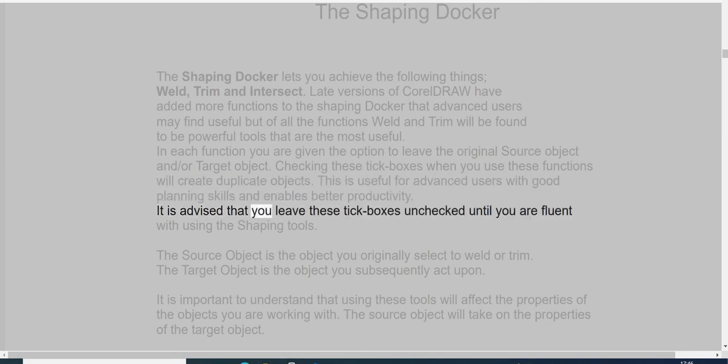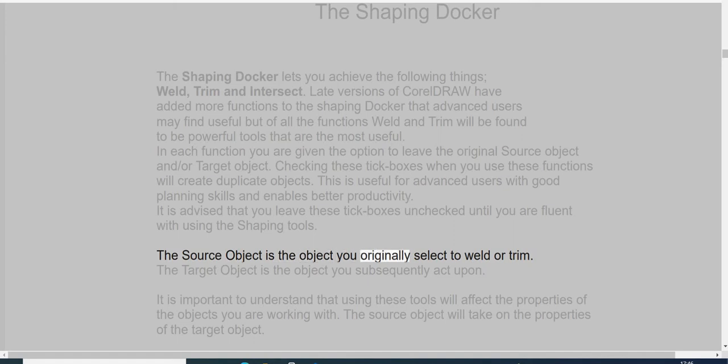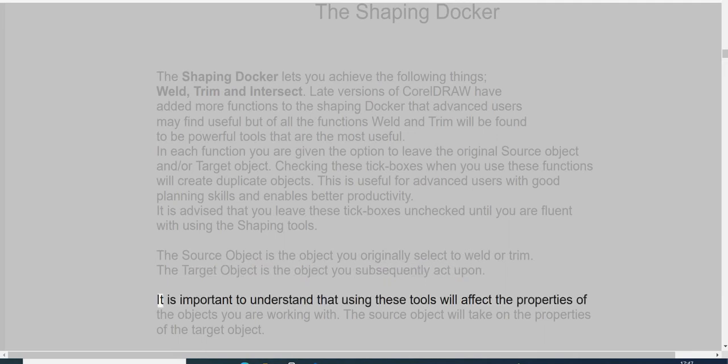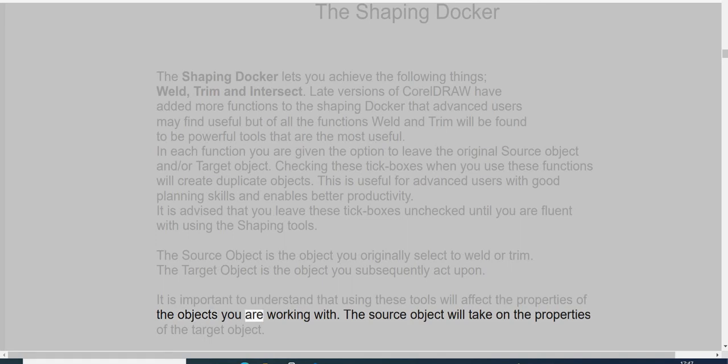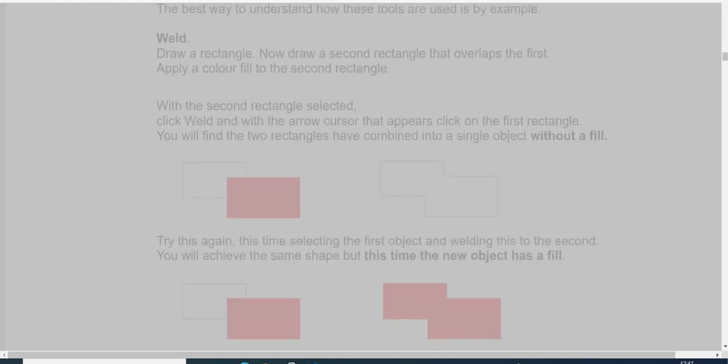It is advised that you leave these tick boxes unchecked until you are fluent with using the shaping tools. The source object is the object you originally select to weld or trim. The target object is the object you subsequently act upon. It is important to understand that using these tools will affect the properties of the objects you are working with. The source object will take on the properties of the target object. The best way to understand how these tools are used is by example.